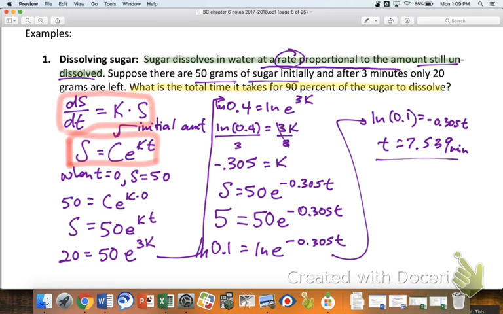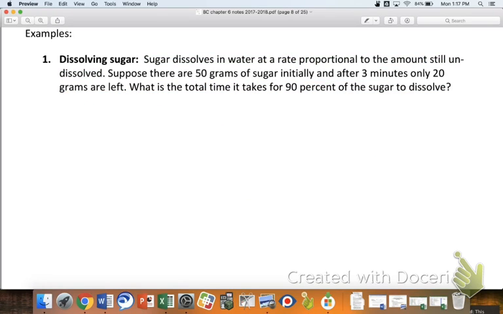Okay, let's do one more just for practice. If you guys would try that number 2, the one about radioactive decay. Practice working on this. Practice pushing the buttons on the calculator. Getting things written down. Ready, set, go. It is right here.